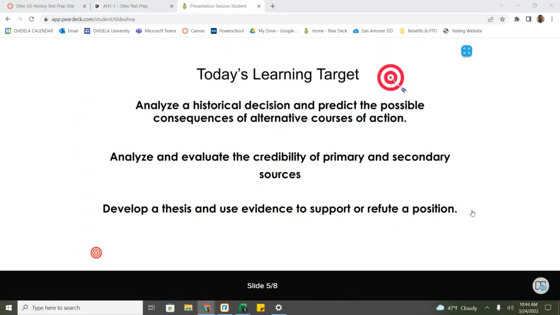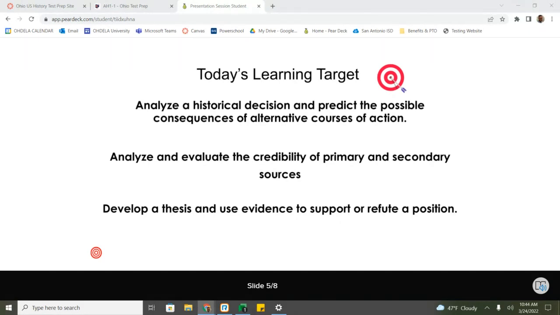Learning targets today. We're going to look at a couple different things before I push you off on your own. We're going to look at being able to analyze historical decisions and predict the possible consequences of alternative courses of action. Basically, we're going to look at history and go, okay, if this didn't happen, then this would happen. We're going to practice those skills, those inferencing skills.